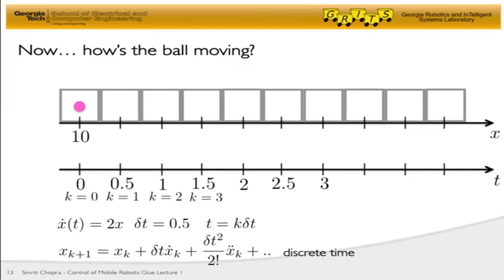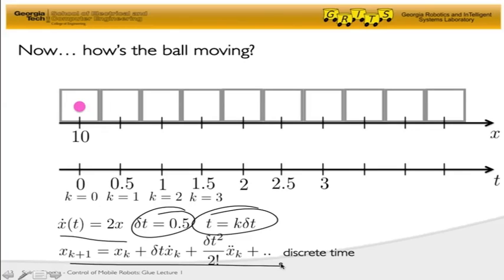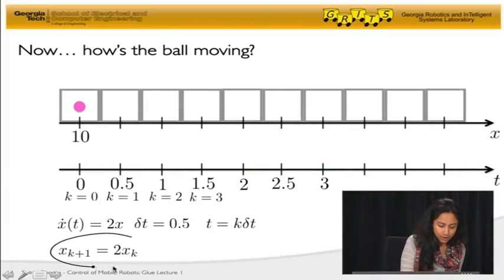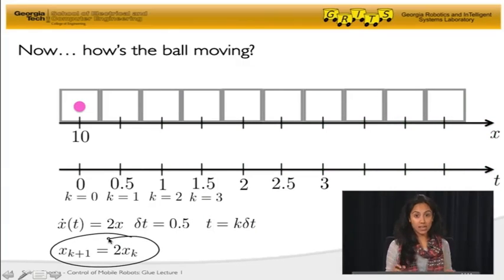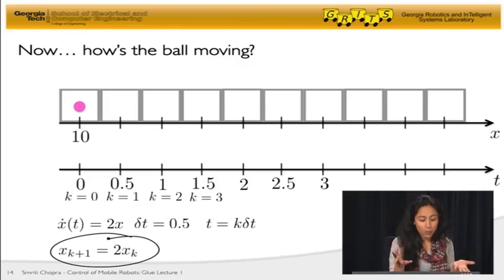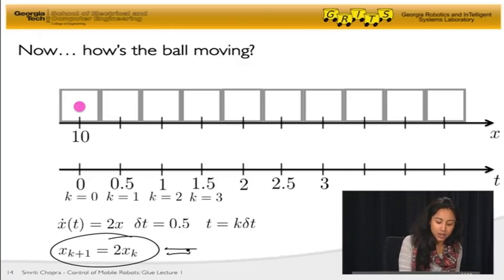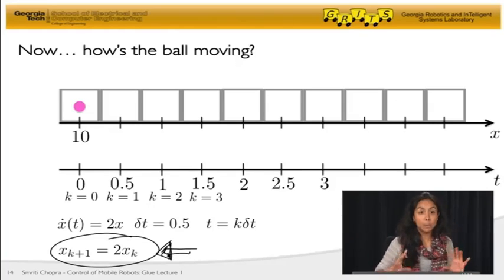So let's see. Here we have x dot of t is 2x, delta t is 0.5. We know t is k delta t. And now let's put this entire thing into the discrete time equation, and we get this: xk plus 1 is equal to 2xk. You guys should do this yourselves. It's really simple, just plug in values. You get this equation, and this is now our discrete time update equation.